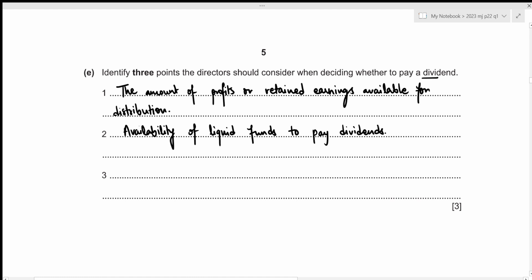And the third thing that we need to consider is shareholders' expectations. How much is the shareholder expecting to gain from dividend this year? That's also a factor that should be considered. So shareholders' expectation. Alright, this is all for the fifth part. Let's move towards the sixth one.